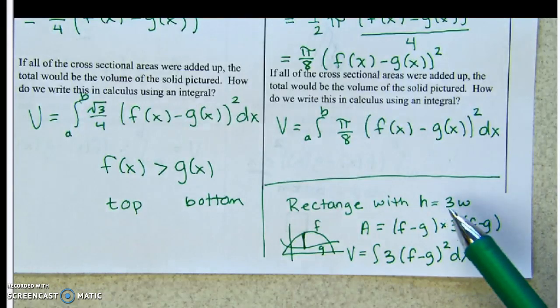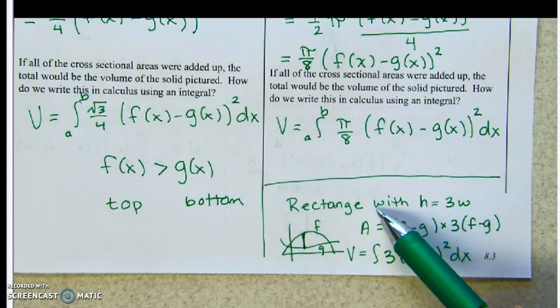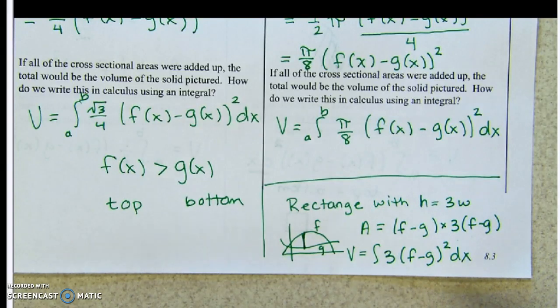Now, this is going to change every time, you guys. It could say the height is twice the width, or the height is half the width. So that number 3 is going to be different. That's why the rectangles, although easy, are different.